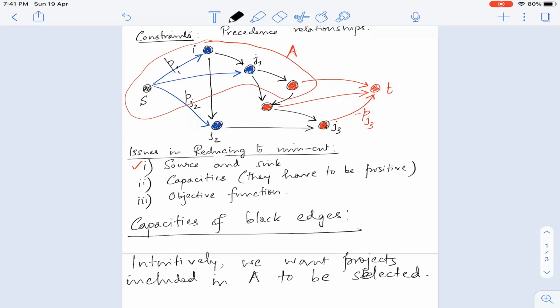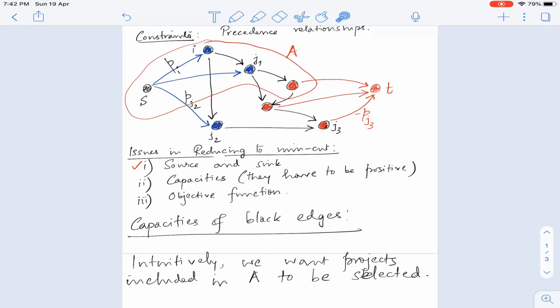Okay, now if I intend that, then what should I set the capacities of the black edges to be? Well, remember, the set of projects that I select is feasible only if whenever the tail of an edge is included in A, then the head of an edge should also be included in A. So clearly this red cut does not give me a feasible solution to the problem. Remember, this is a feasible ST cut, but it does not solve my problem. Why? Because if you select the projects that are included in A, in particular these three, then clearly this is an infeasible solution, because if you need to finish I, you have to finish J2.